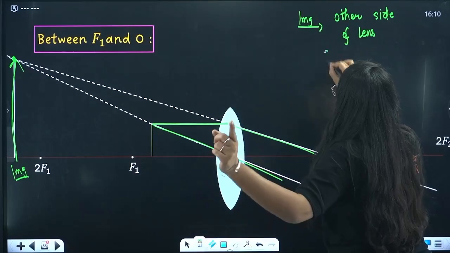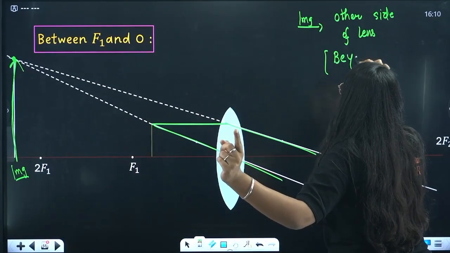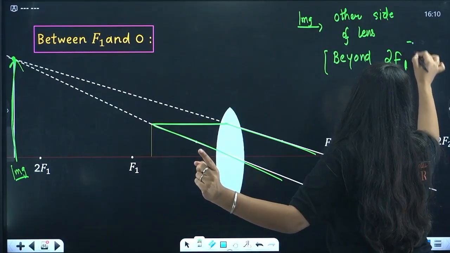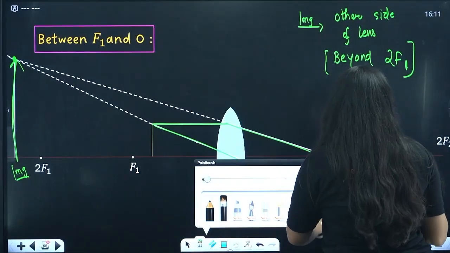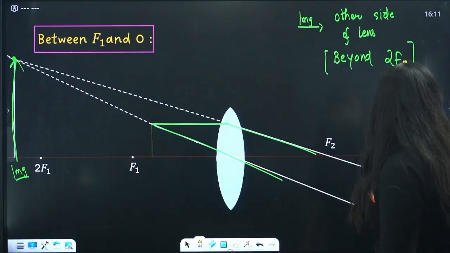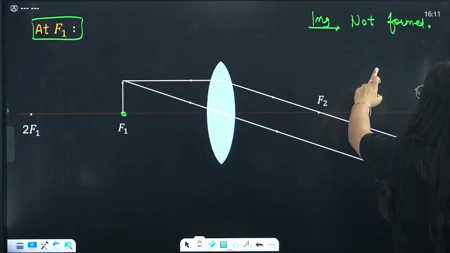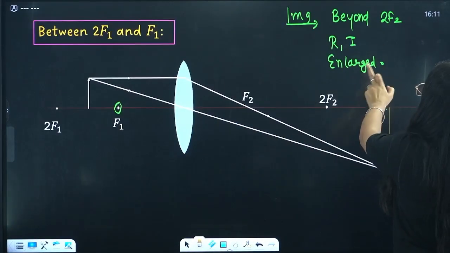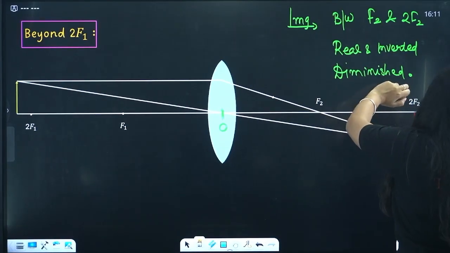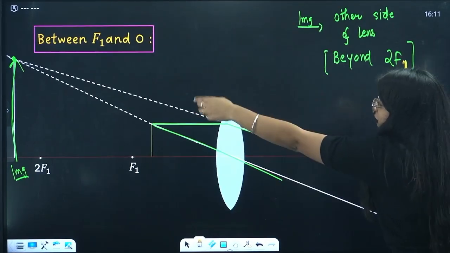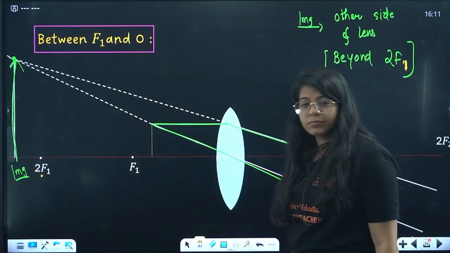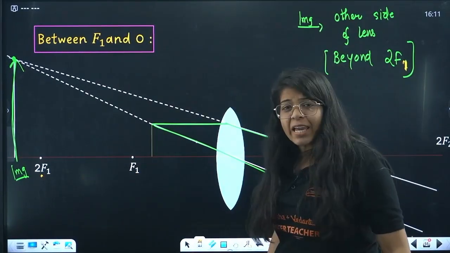Now beyond 2F1, remember this 2F1, okay? In all other cases, we used 2F2, but here the image is on the other side, so that means we will use 2F1. That's the only difference. Okay, done.